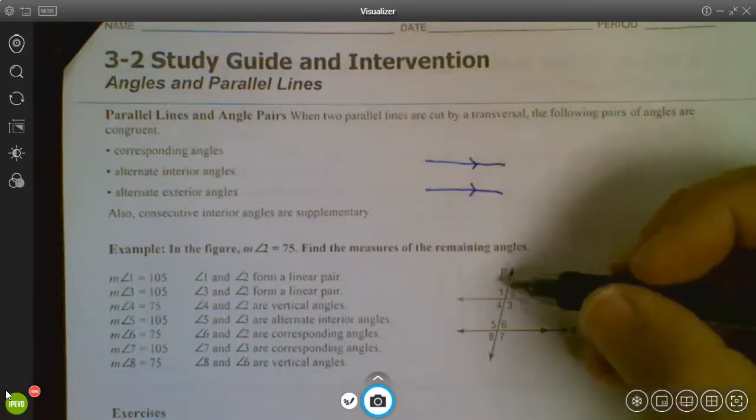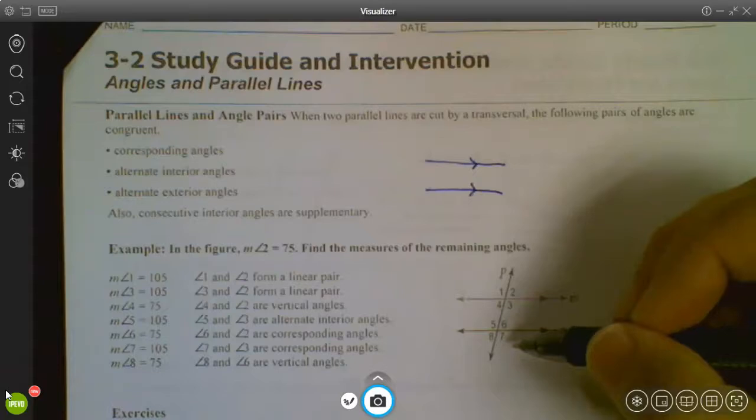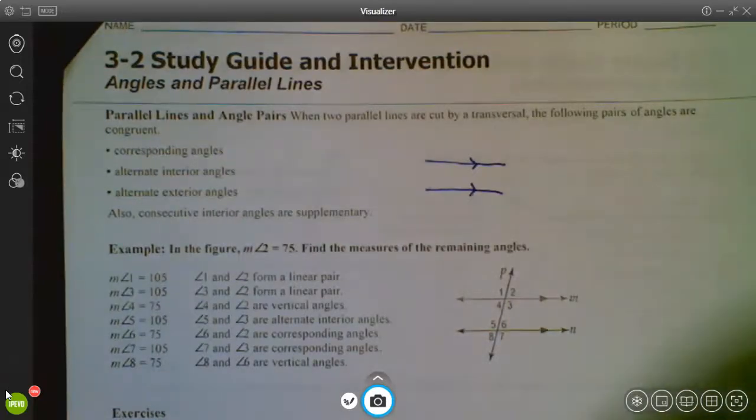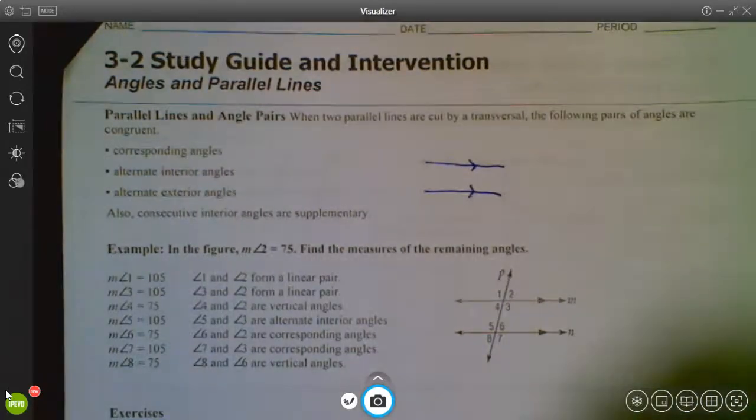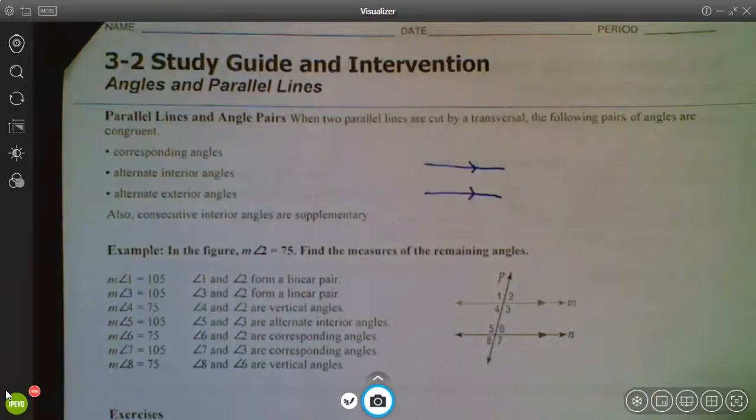All right. 1 and 7 are alternate exterior angles. They are now congruent to each other if these lines are parallel. And 2 and 8 are congruent to each other if these lines are parallel. So you get all these congruent relationships. Here's the one that's different.